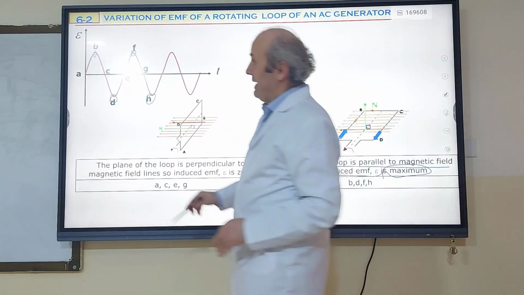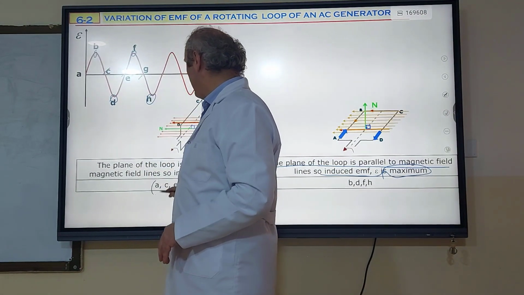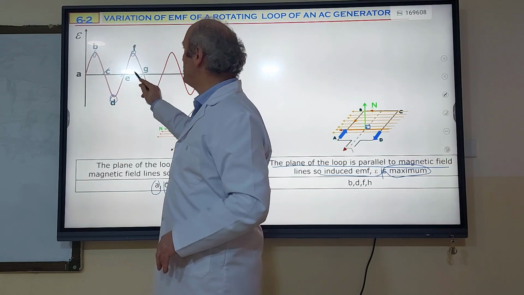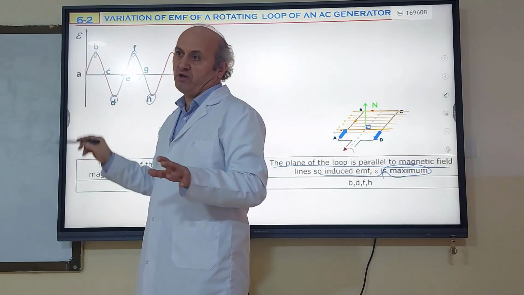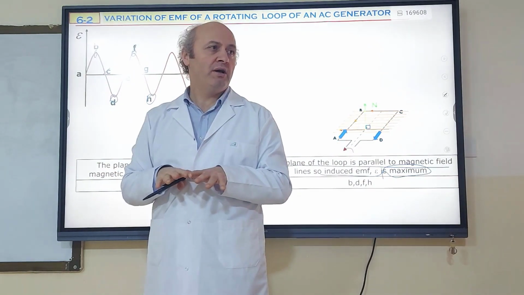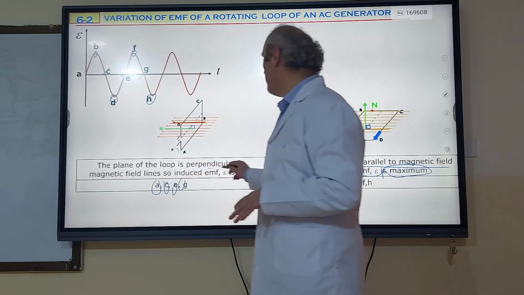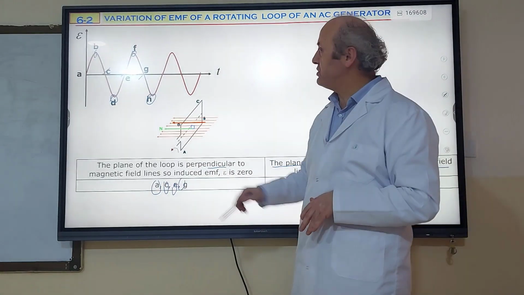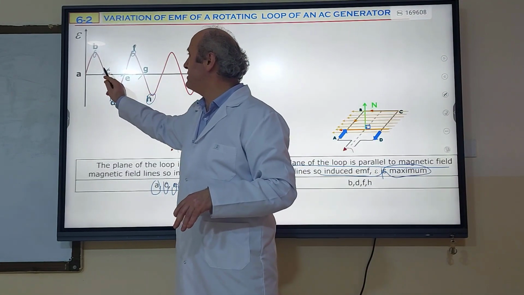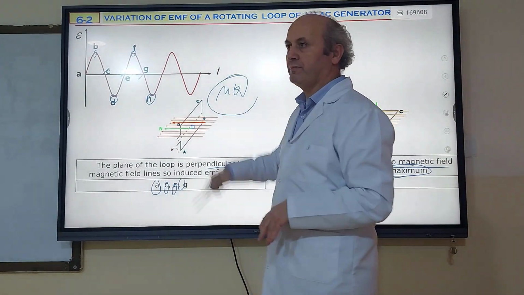But at A, C, E, G, induced EMF is 0. Then this rotating loop must take a position which is perpendicular to magnetic field lines. So the plane of the loop must be perpendicular, so induced EMF is 0 at G, E, C, A. And this is one of the exam questions.